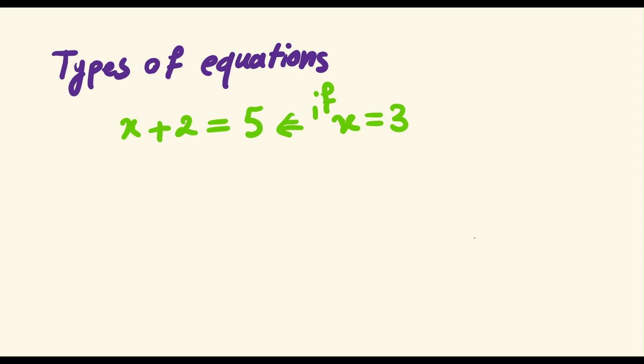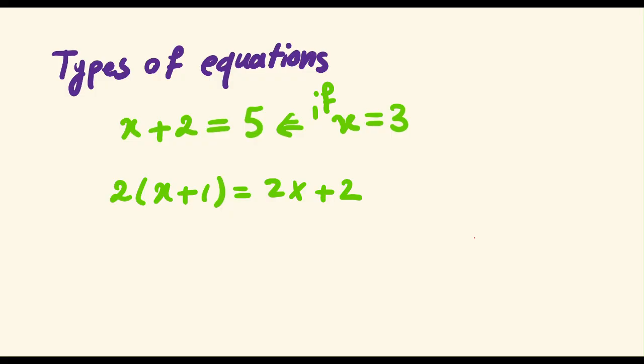The next type is identity. These types of equations are true for every real number. For example, 2 times (x plus 1) equals 2x plus 2. No matter what value of x you choose, both sides remain equal.